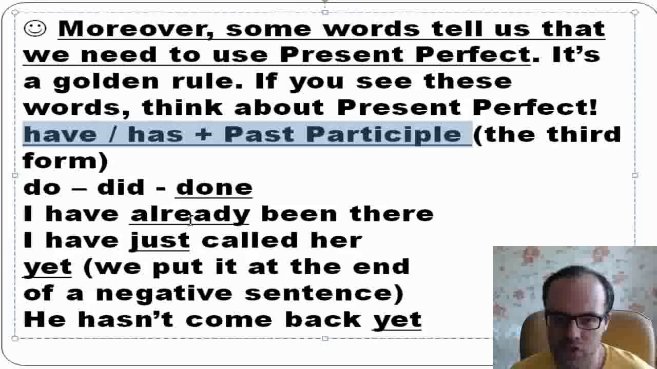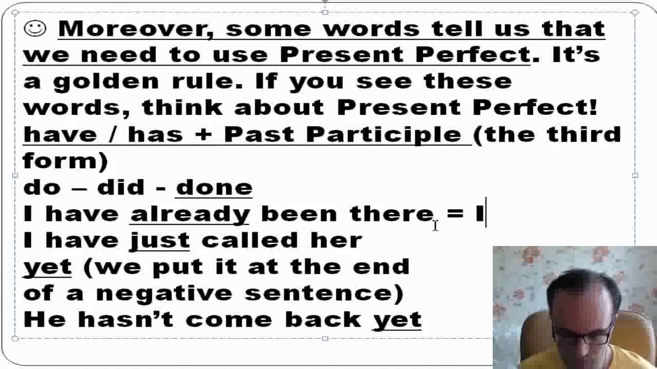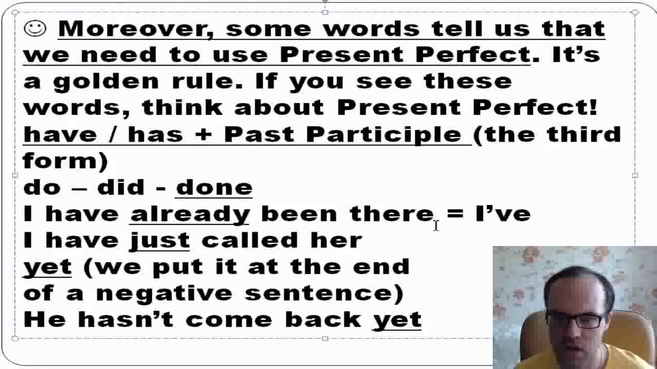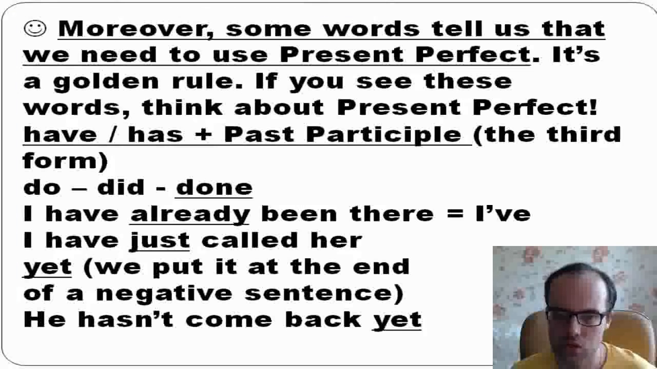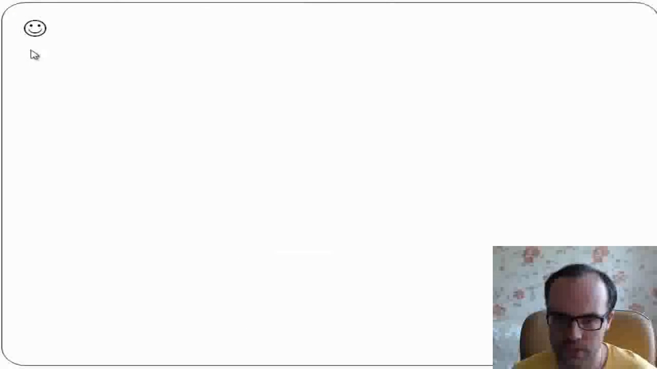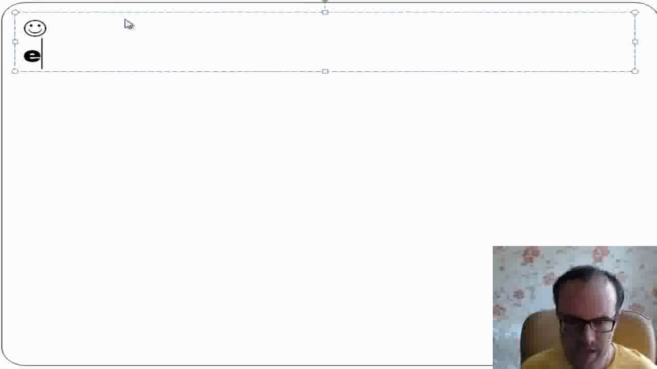I have just called her. Or you know that we often use a short form and we say I've: I've already been there. I have just called her, or I've just called her. Yet we put at the end of a negative sentence. Look, he hasn't come back yet. And you also need to know two more words. They are "ever". We use it in questions.